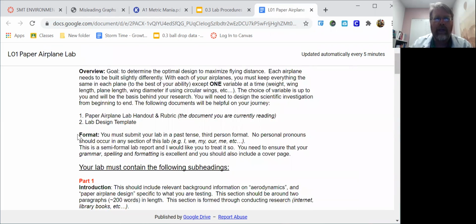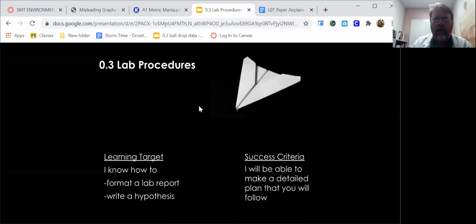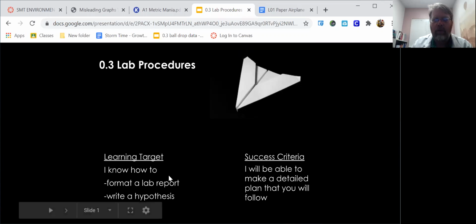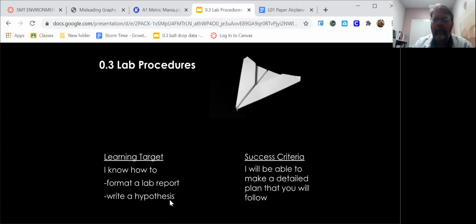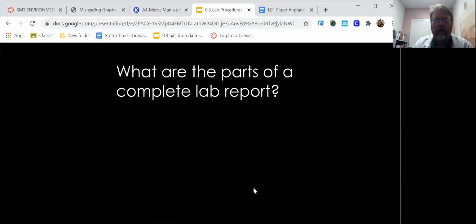Okay, so let's look at what we need to do between now and Monday. You're going to be able to write and format a lab, including a hypothesis, which really is the most important part of this whole thing: writing a clear, testable, measurable hypothesis. And then you're going to make a detailed plan that you will follow.